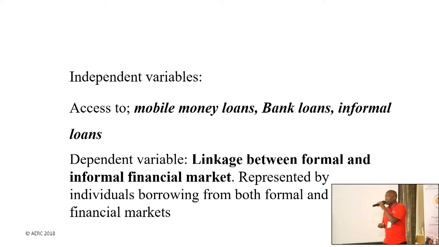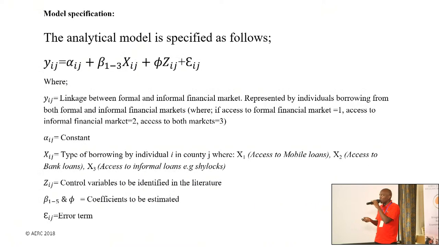Now, the independent variable, the key word there is access. So access to mobile loans, access to bank loans, access to informal loans. The dependent variable is a linkage between formal and informal financial markets, represented by individuals borrowing from both formal and informal markets. So that is a point of intersection between the two.